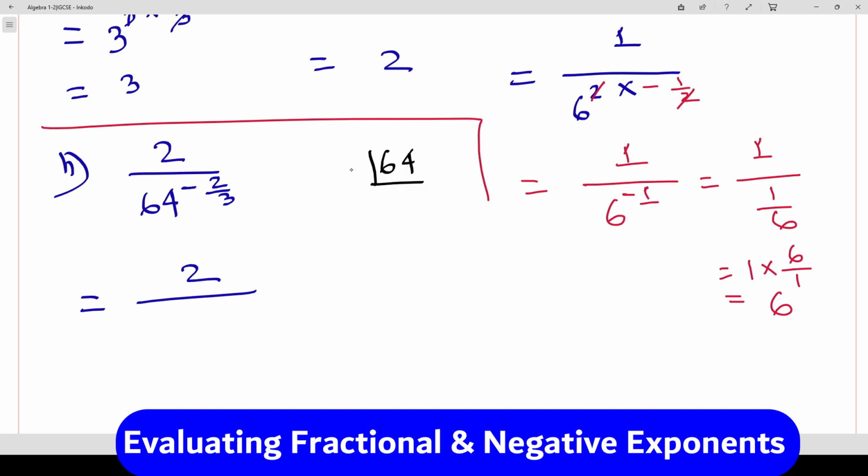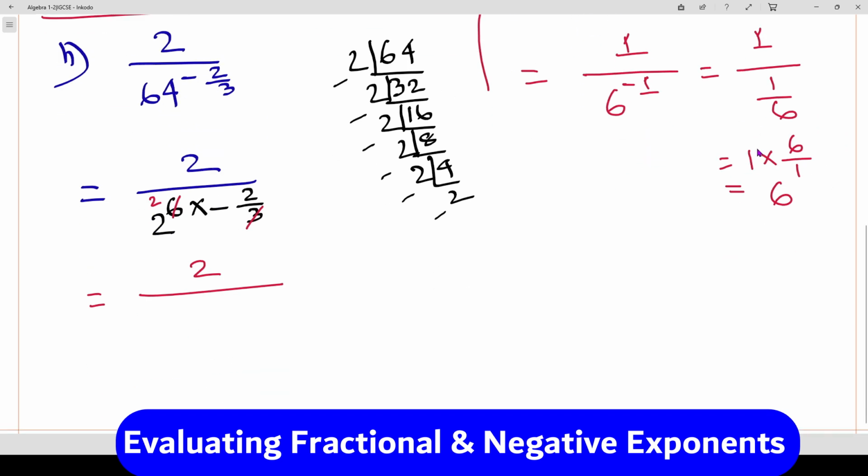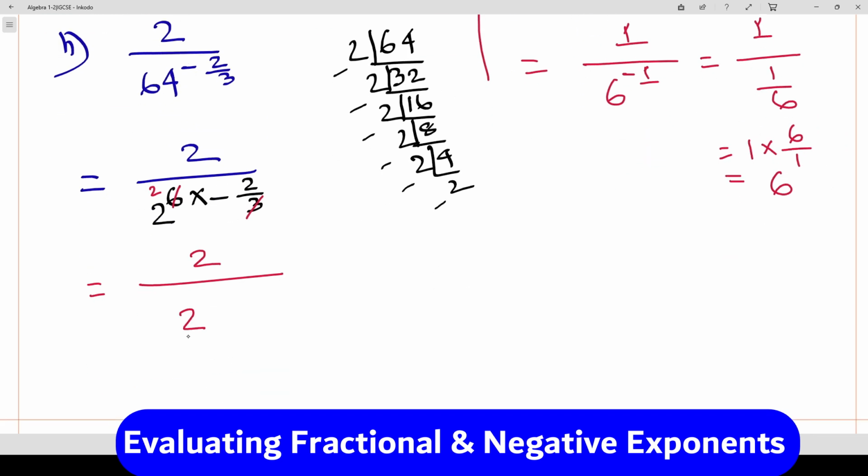Suppose 64 we can divide by 2, it will be 32. Then 16, divide by 2, it will be 8. Divide by 2, 4, divide by 2, and 2. So 1, 2, 3, 4, 5, 6. Right? So here is 2 to the power 6 times minus 2 by 3. Then the 6 we can divide by 3, it will be 2. So we will get 2, and 2 times minus 2, it means 2 to the power minus 4.